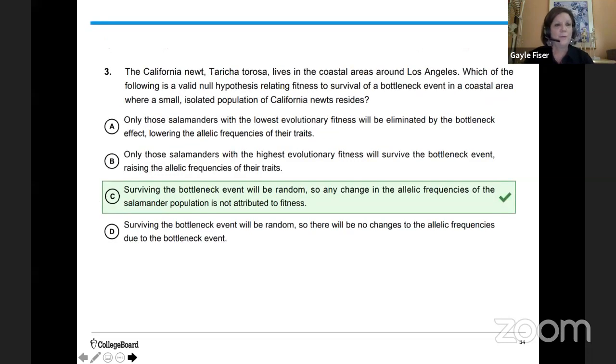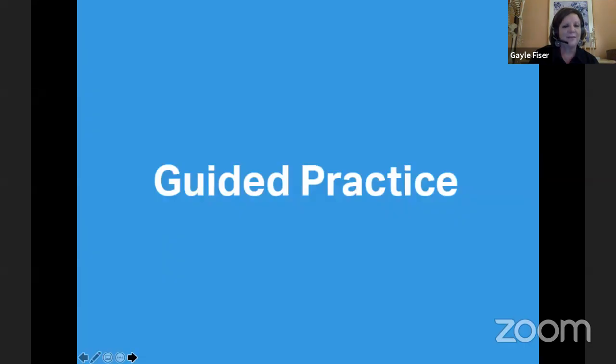Okay, I hope you chose C. Surviving the bottleneck event will be random, so any change in the allelic frequencies of the salamander population is not attributed to fitness. All right, now for some guided practice.